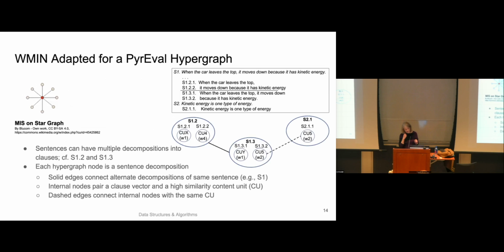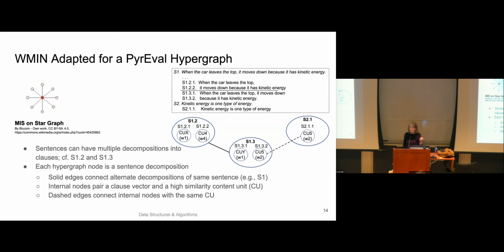And then here's the assessment. So maximal independent set. It's a set of vertices from a graph that are not connected to one another. So here's a little illustration on a star graph where all the little pale vertices are the ones that would be the maximal independent set. And so on the other side is a hypergraph. We adapted this algorithm to work on a hypergraph where each hypernode is one analysis of a sentence. So we have sentence 1, when the car leaves the top, it moves down because it has kinetic energy, 3/10 quadrats. So we've got, I'm just showing 2 of the alternative hypernodes for that sentence, S1.2 and S1.3.